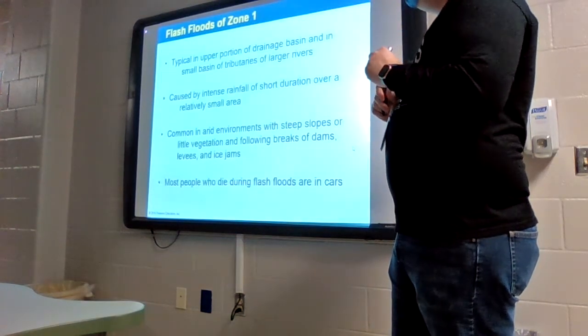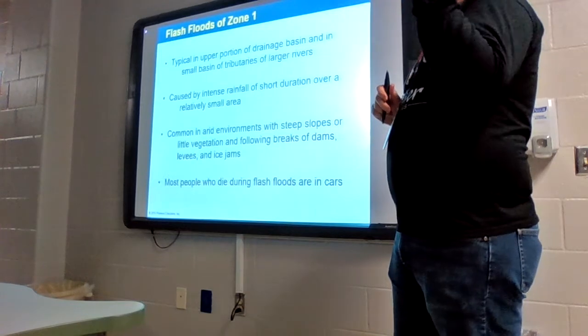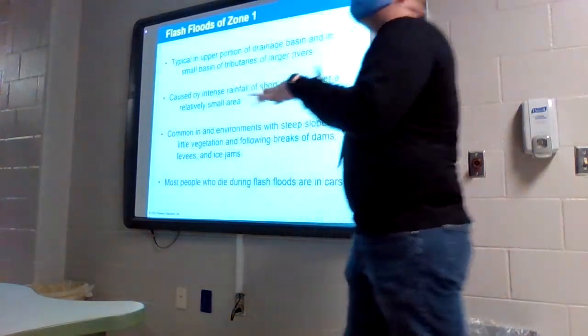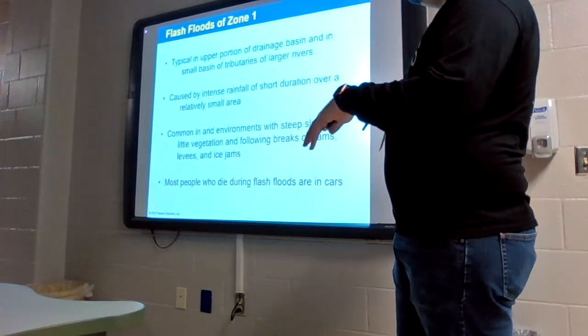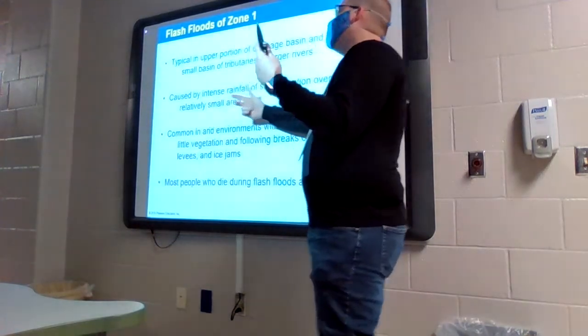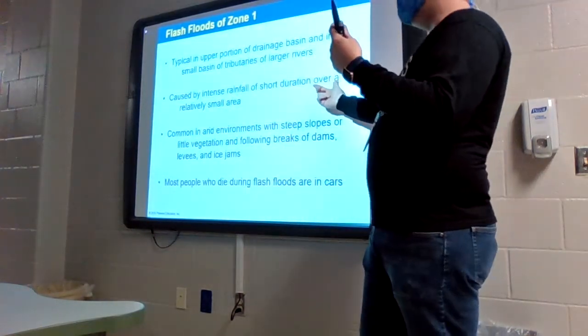Let's see. Flash floods in zone 1. So now we're going to specific floods. Zone 1 is up in the mountains. So in order to have a flash flood up in the mountains, you've got to have a lot of rain, caused by intense rainfall over a short duration over a relatively small area.